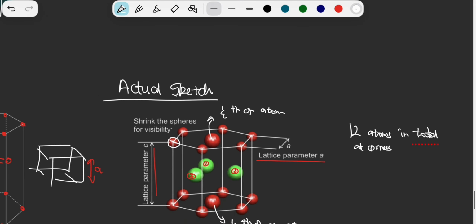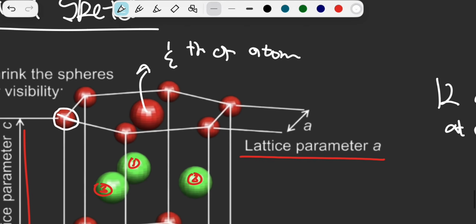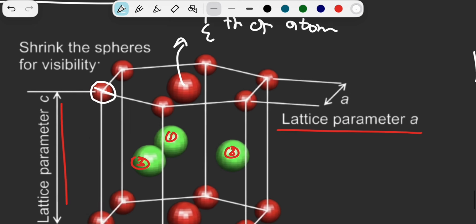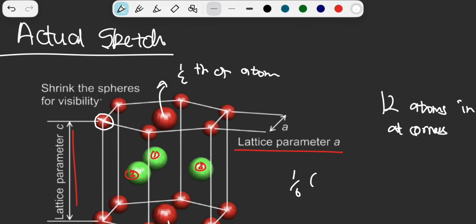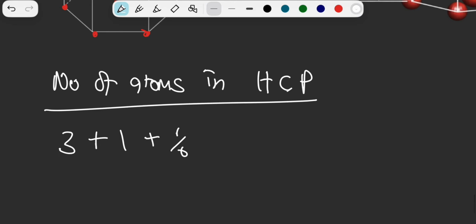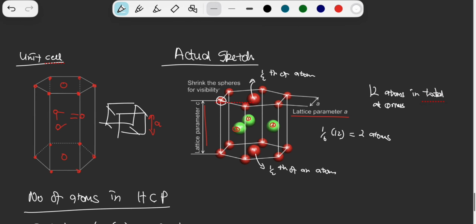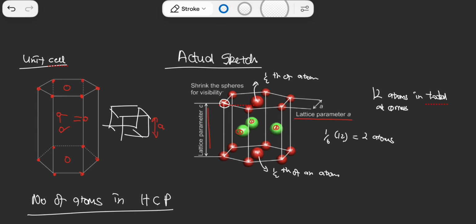So in total, you have 1/6 of 6 atoms. At the top, you have 1/6 of 6 atoms. At the bottom, you have 1/6 of 6 atoms. So in total, it's 1/6 of 12 atoms, which is going to be 2 atoms due to the corners. So it's going to be plus 1/6 by 12. So that's going to be 3 plus 1 plus 2. So you're going to have 6 atoms. Okay, so you have 6 atoms inside of this unit cell.